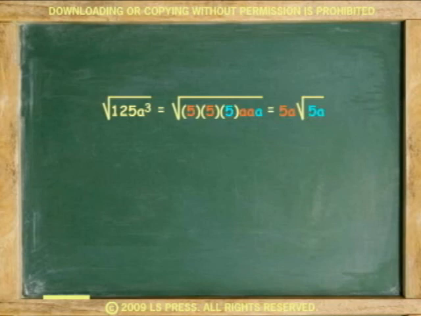Another example. Simplify the square root of 125a cubed. Use prime factorization to simplify the radical. 2 5s and 2 a's come from under the radicand, and a 5 and an a stay.